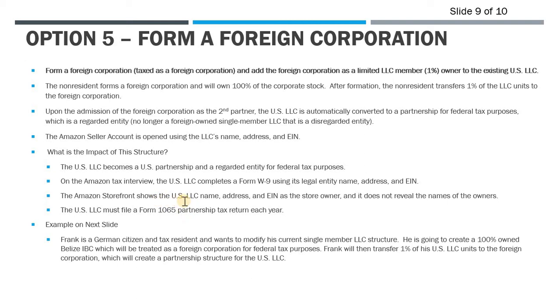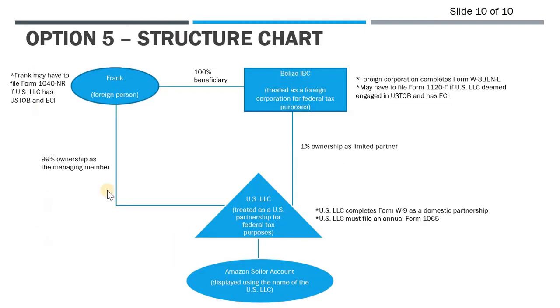The Amazon storefront shows the U.S. LLC name, does not reveal the name of the owners, right? So these are all the things we're going for here. So in this example, we have Frank. Again, he's a German citizen. He's going to create a 100% owned Belize IBC, which is going to be treated as a foreign corporation. And then he transfers 1% of his LLC units into the entity.